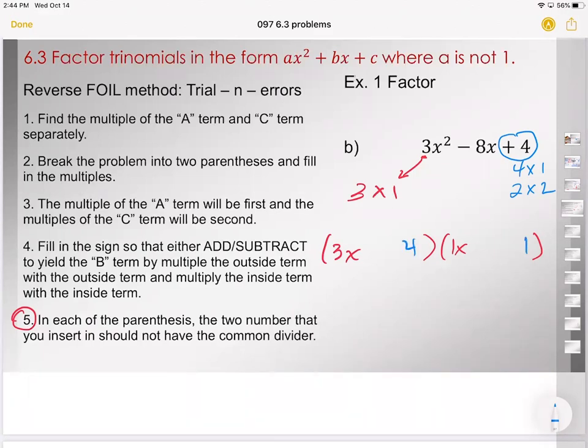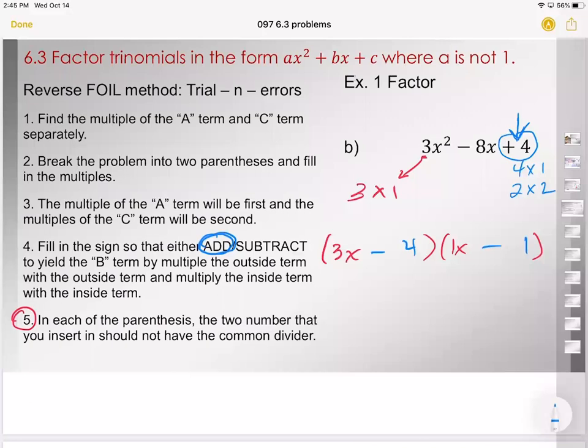Now, let me ask you guys, what are the signs here? Do we think in terms of addition or do we think in terms of subtraction? And hopefully you guys say that we think in terms of addition because the 4 is positive. And if we think in terms of addition, they have to have the same sign. So both of them will be negative because -4 times -1 will be +4. So now, again, I know you guys say, Mr. Tran, you did it wrong. That's not the right multiple.